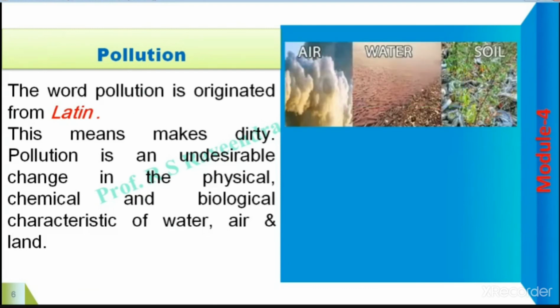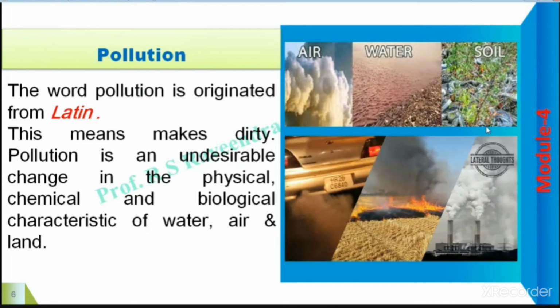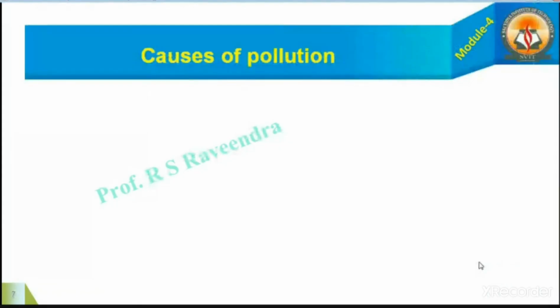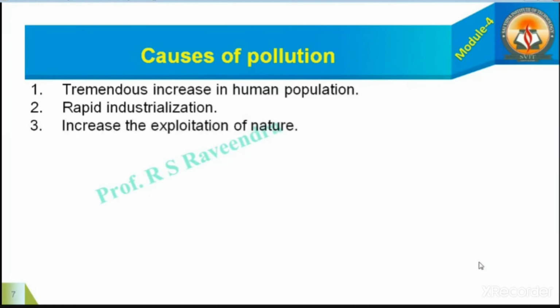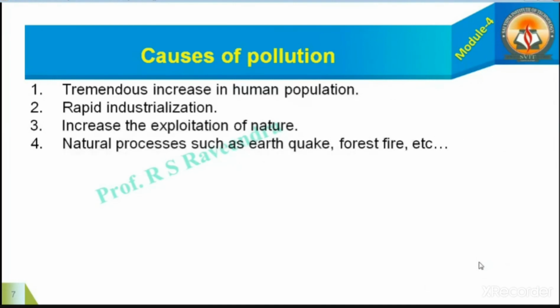We can have a lot of pictures with respect to air pollution, water pollution, and soil pollution. The causes of air pollution are vehicle exhaust, the burning of agricultural products, and fumes coming out of industries. Causes of pollution: a tremendous increase in the human population, which ultimately causes air pollution or general pollution, rapid industrialization and increased exploitation of nature, and natural processes such as earthquakes, forest fires, etc.